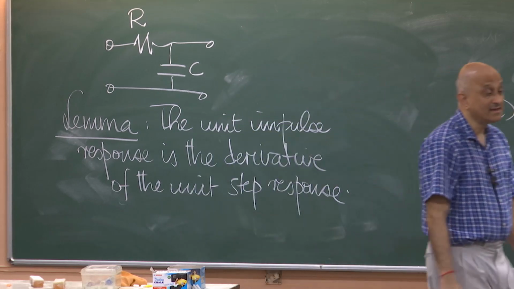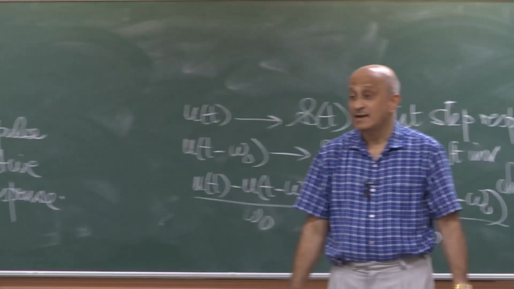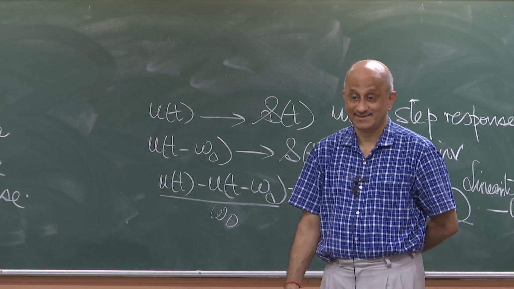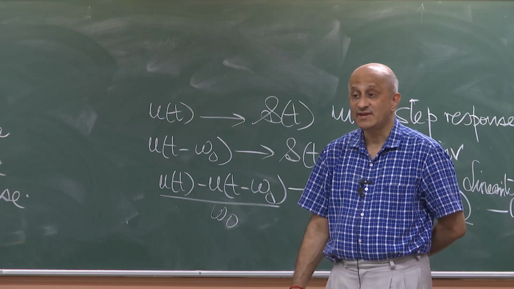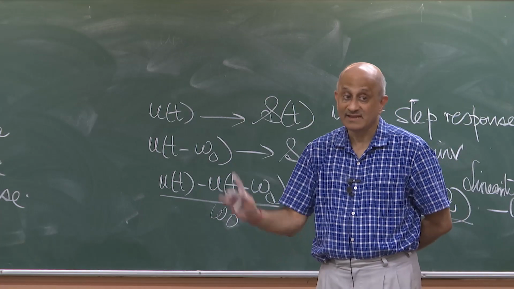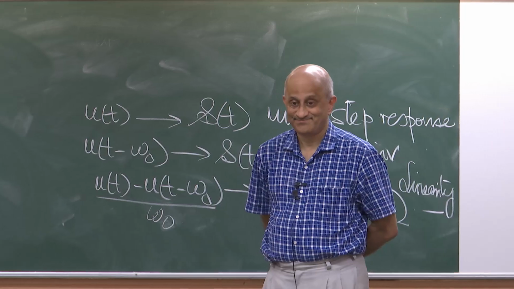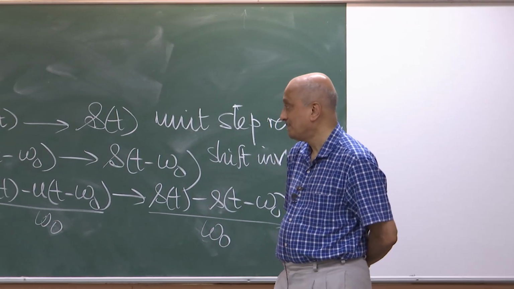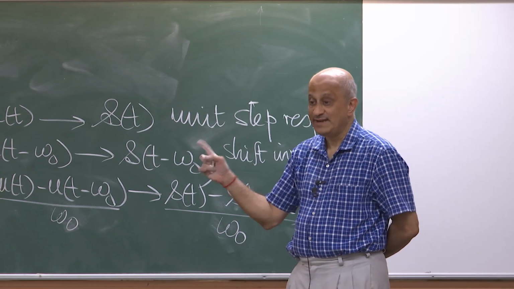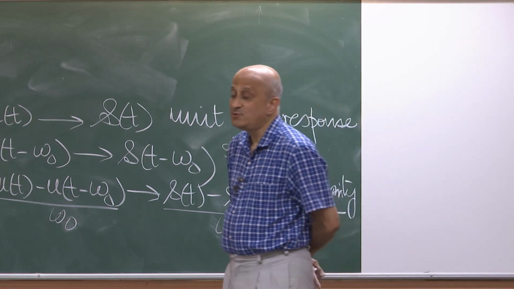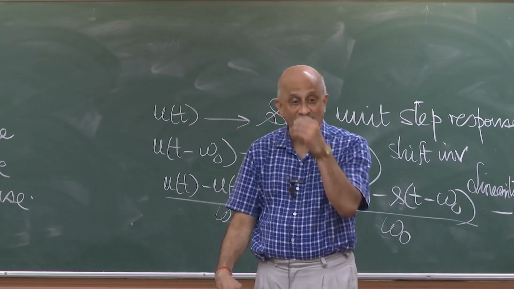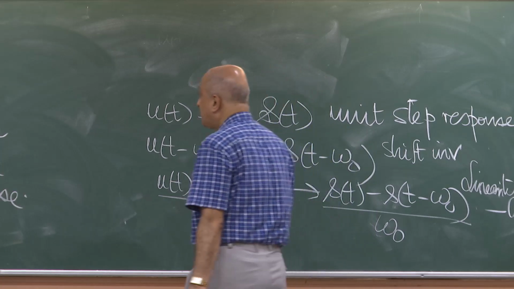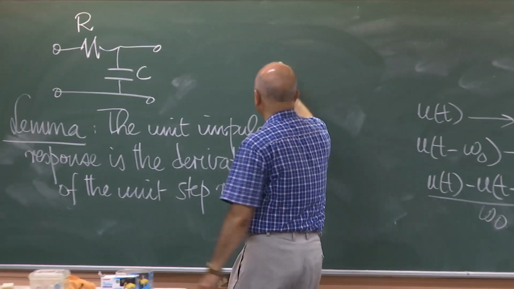Now remember that this conclusion has been drawn by invoking linearity and shift invariance. If linearity and shift invariance were not applicable, this lemma would not be correct, may not hold. Is that right? So now we have a tool. We know how to obtain the unit impulse response of this RC circuit. Let us do it. So let's find the unit step response first.